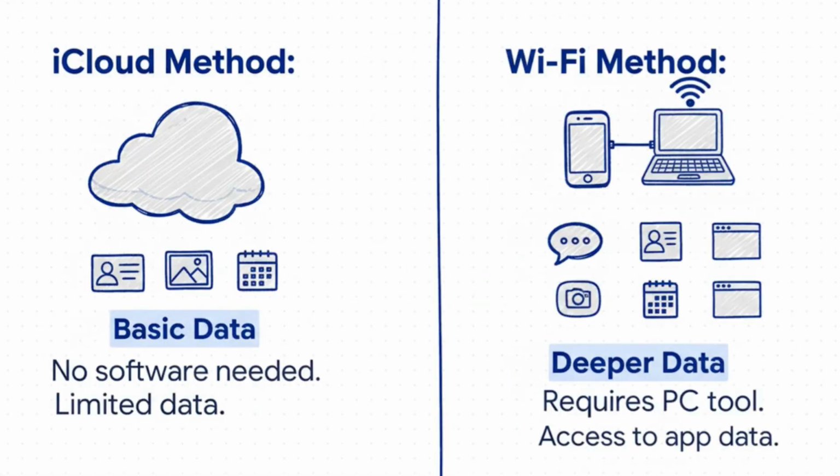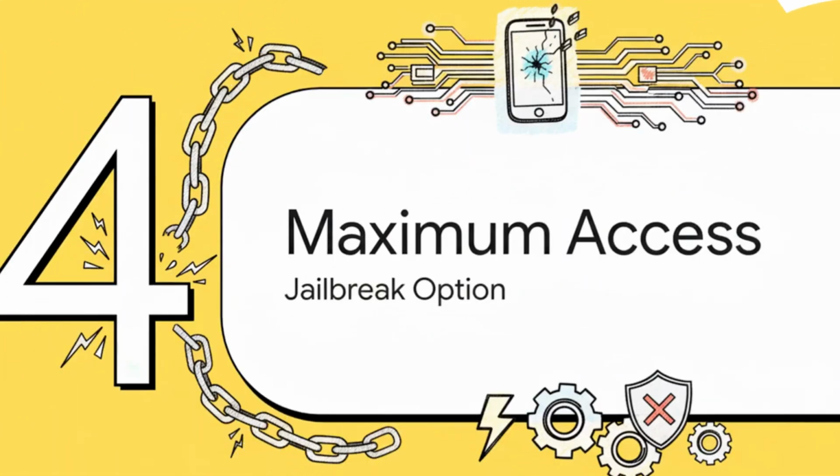So it really boils down to a simple trade-off. The iCloud method is all about ease. You just need those login details and you're in. The Wi-Fi method, on the other hand, needs that one-time physical connection and a small app on your computer, but the payoff is much, much deeper access, especially when it comes to those messaging apps. Now, for anyone who needs the absolute highest level of monitoring possible, there's a third option. This is the most powerful one, but it's also the most technical, the jailbreak method.